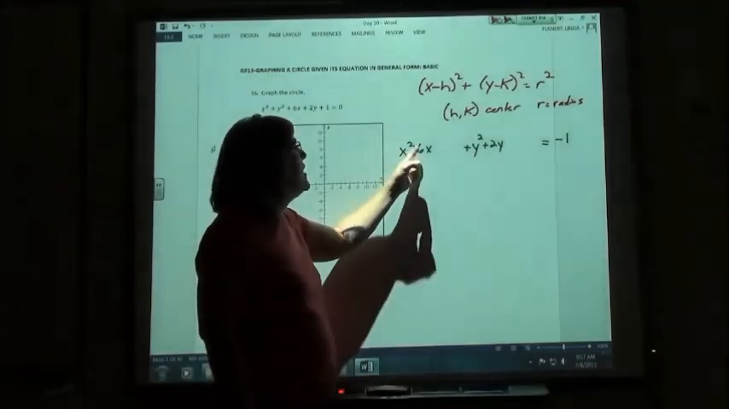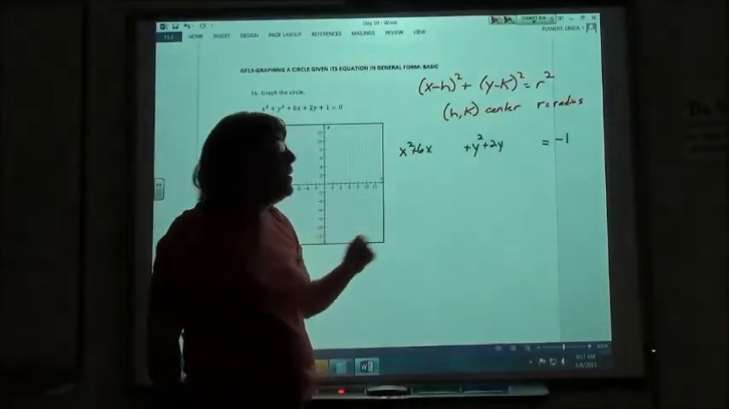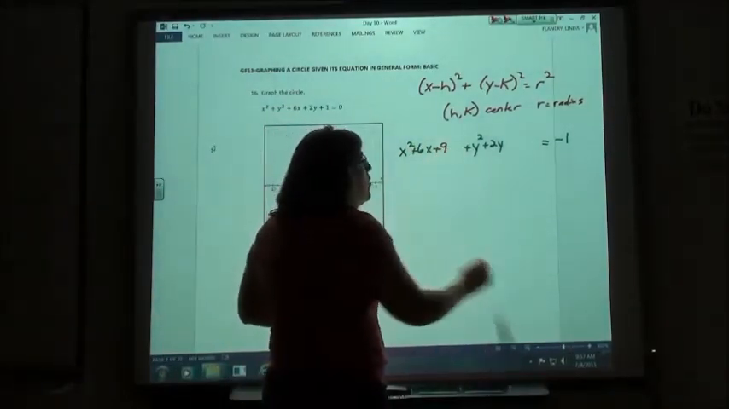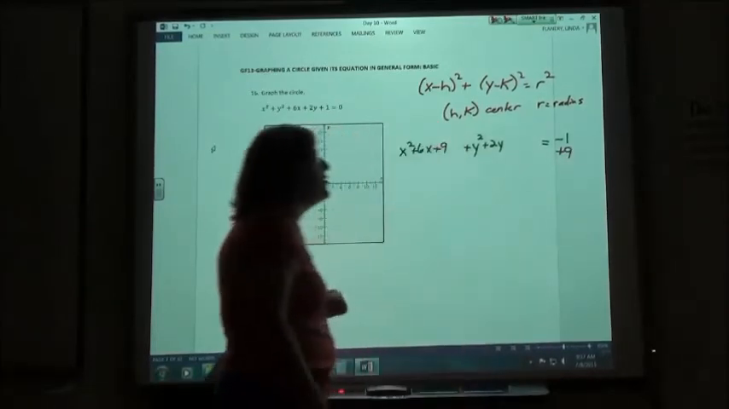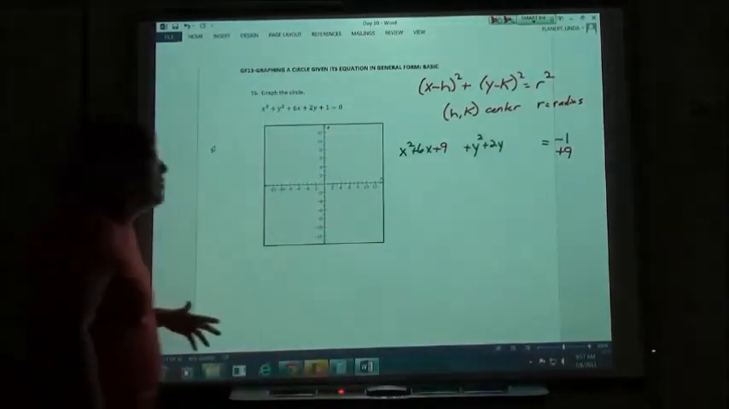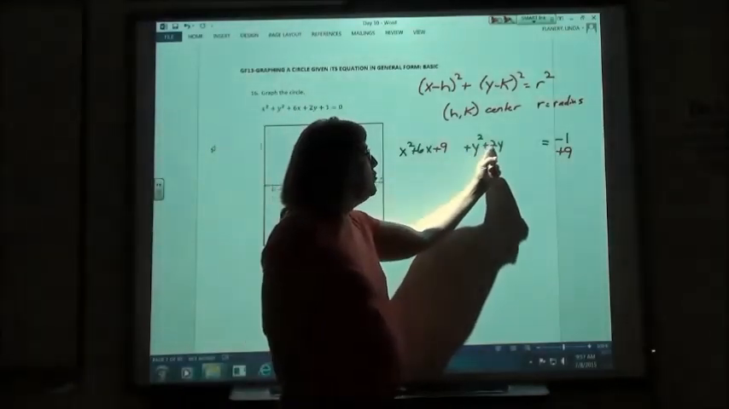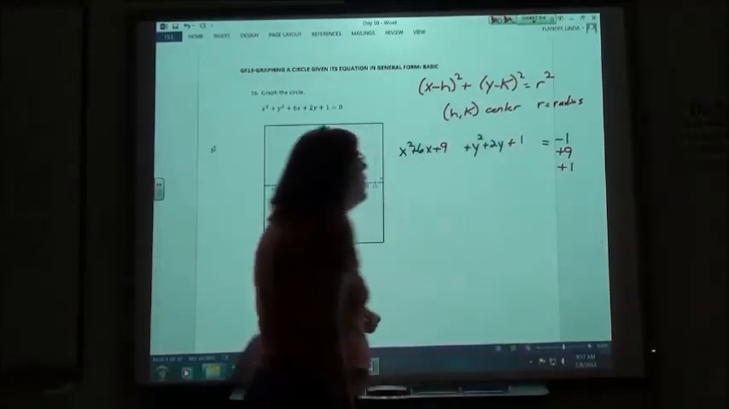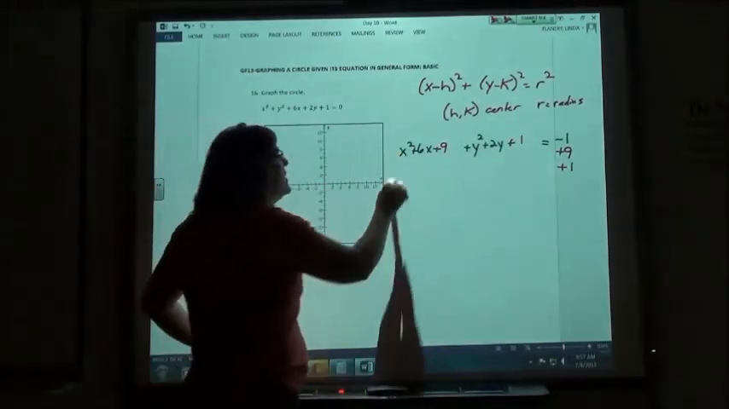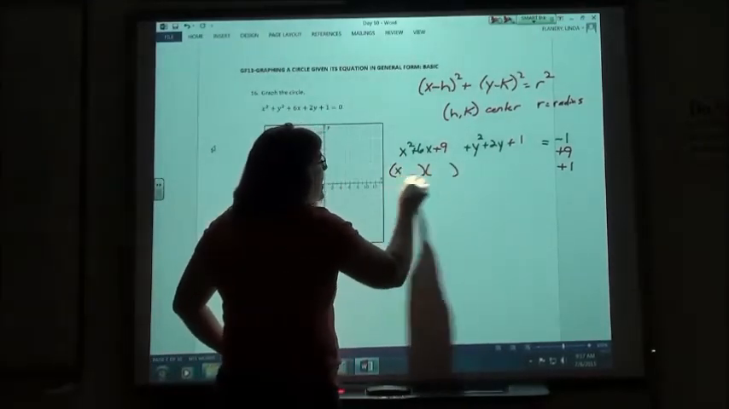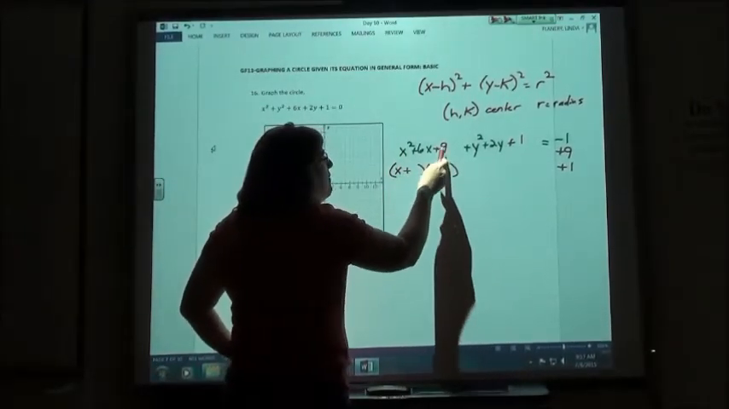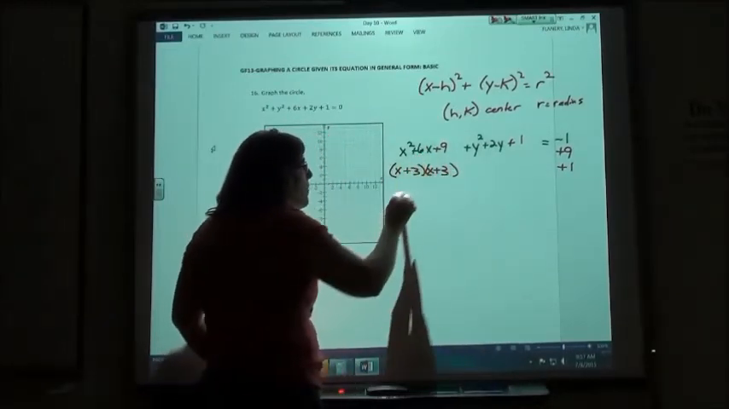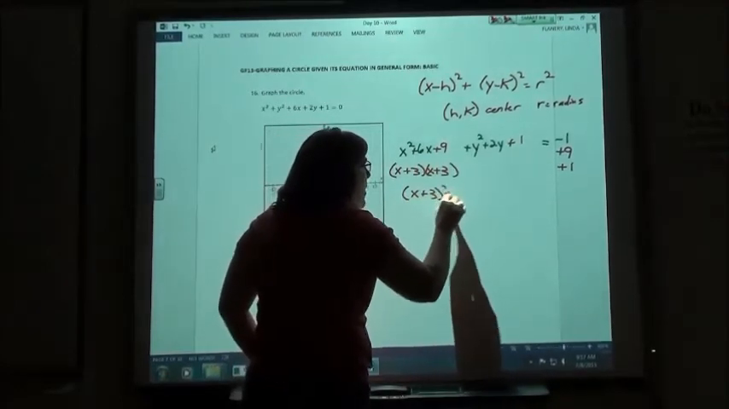To complete the square, I take half the middle coefficient and square it. So half of 6 is 3. 3 squared is 9. I'm going to add 9 here, which means I also have to add 9 on the other side of my equation. Doing it with my y's, half of 2 is 1. 1 squared is 1. So I'm going to add 1 here. I'm going to add 1 here. What happens when I factor this is I'd have x and x plus and plus. Factors of 9 that add up to 6 is that 3 and that 3. That was half of my middle term. So I get x plus 3 squared.